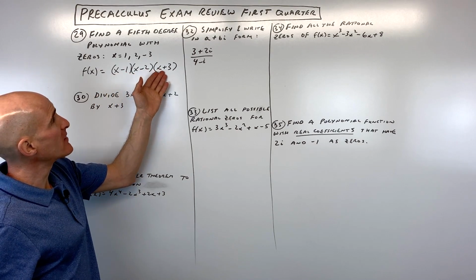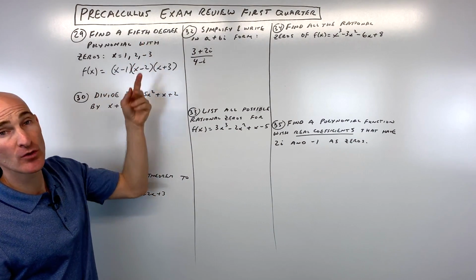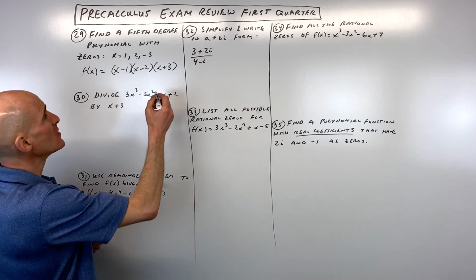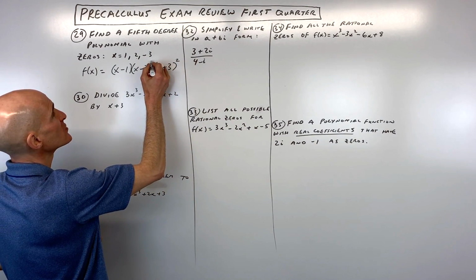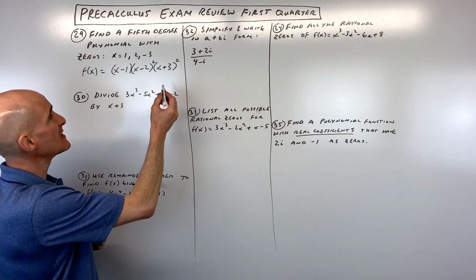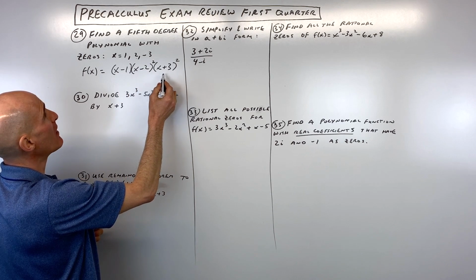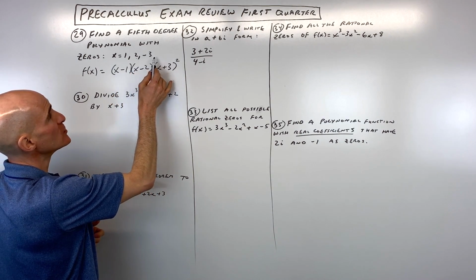But notice if you were to multiply these together, it's only going to come out to x cubed. We really want this to be a 5th degree polynomial. So what I'm going to do is I'm going to make this one squared and that one squared. So there's more than one correct answer, but you can see now if you add these exponents, 2 plus 2 plus 1, that gives us a 5th degree polynomial with the zeros 1, 2, and negative 3.